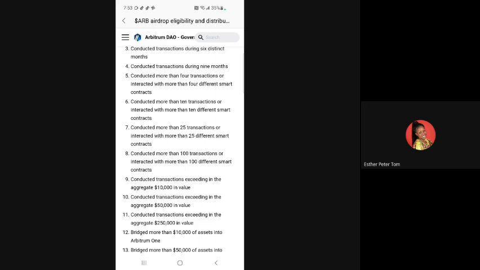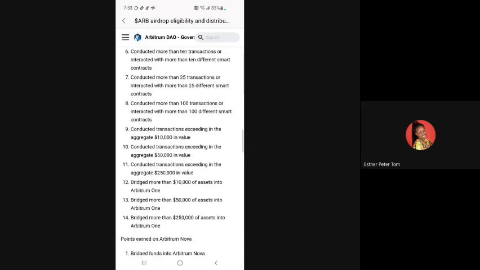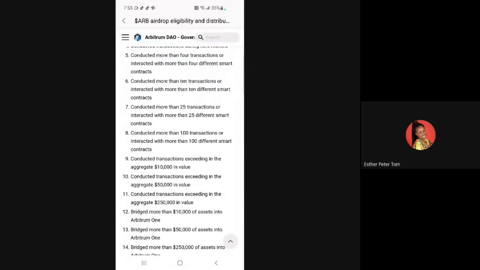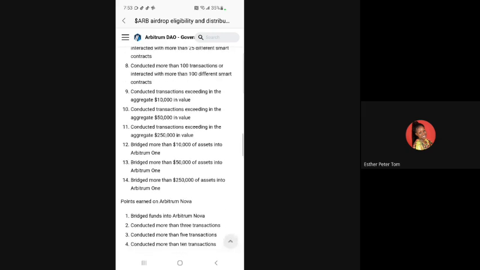So in summary, what I'm trying to say here is that there are more points for those who conducted more than 100 transactions or interacted with more than 100 different smart contracts. So you can have 100 transactions and one smart contract, but you can also have 100 transactions and 100 smart contracts, meaning you interacted with different contracts, different protocols, right? Not just one protocol, because if you use one protocol, you use one contract. So that's the point. Now you can see other criteria on how much volume was used.